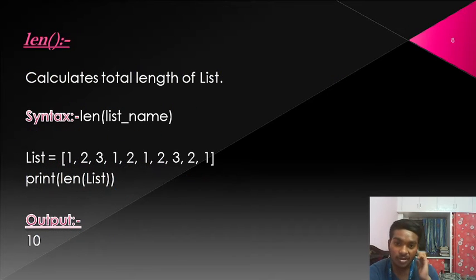The length function calculates the total length of the list. Syntax: len of list name. The given list is 1 2 3 1 2 1 2 3 2 1. Print length of list. The output is 10 because there are 10 elements present in the list. We are printing the length of the list.